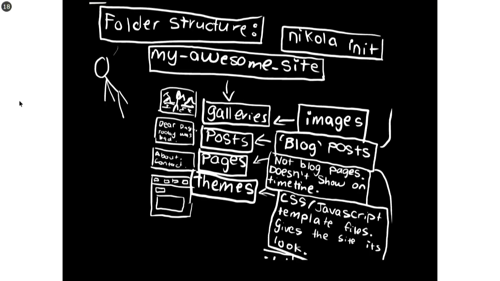Okay, the structure for a Nikola website. So you do nikola init and give it a name like my awesome site, and you've got a galleries folder, so you can put your images in there. There's a posts folder. That's where you put your blog posts. You've got pages. It's where you put the files that don't show up on the timeline. Say you had an about page or something like that. That's where you would put it. You've got themes. I'll get into that a bit more later, but that's where you could put various themes.